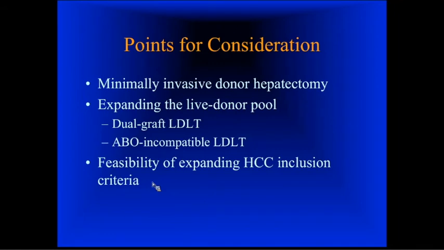ABO incompatible live donor transplants have been done for deceased donors because of the medical urgency, but with live donation the urgency is not as high as in somebody needing a deceased donor. This is also something that is being looked at right now, but not being carried out in a regular manner. And also the thought is that perhaps we should not just stay within the Milan criteria for hepatocellular cancer inclusion for transplant, but look at other criteria like the UCSF criteria.